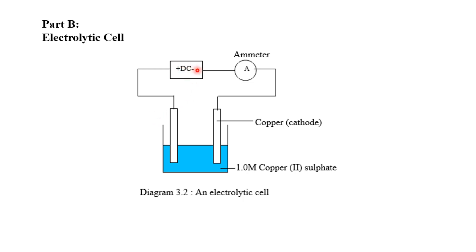And then the negative terminal of the transformer connects with the ammeter, and then the ammeter connects with the copper cathode. Then the concentration, according to the lab manual, is 0.1 molar, so you have to check whether on the actual day we are using 1.0 or 0.1, and double check with it.